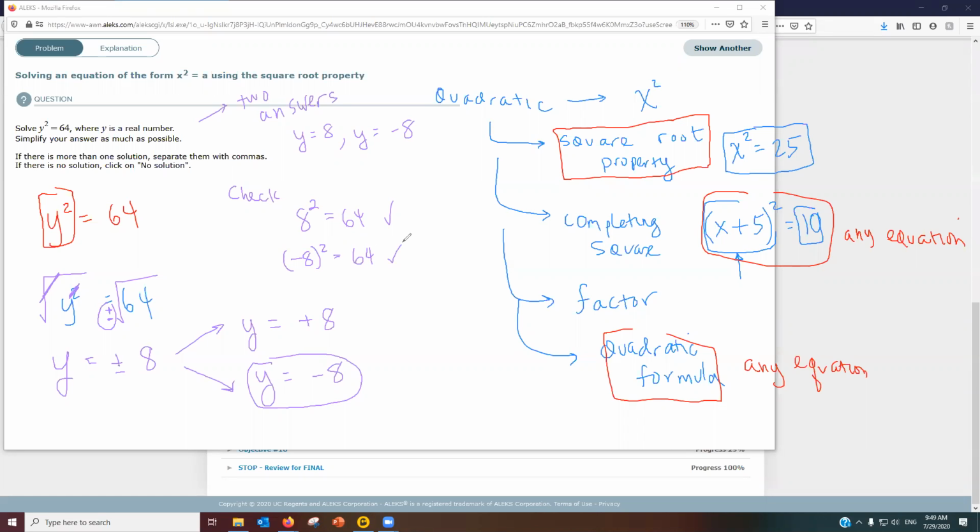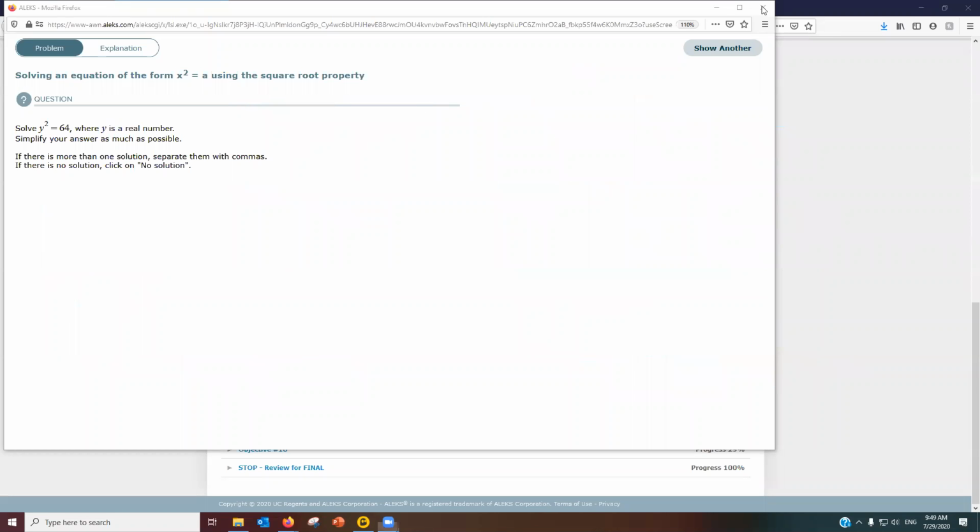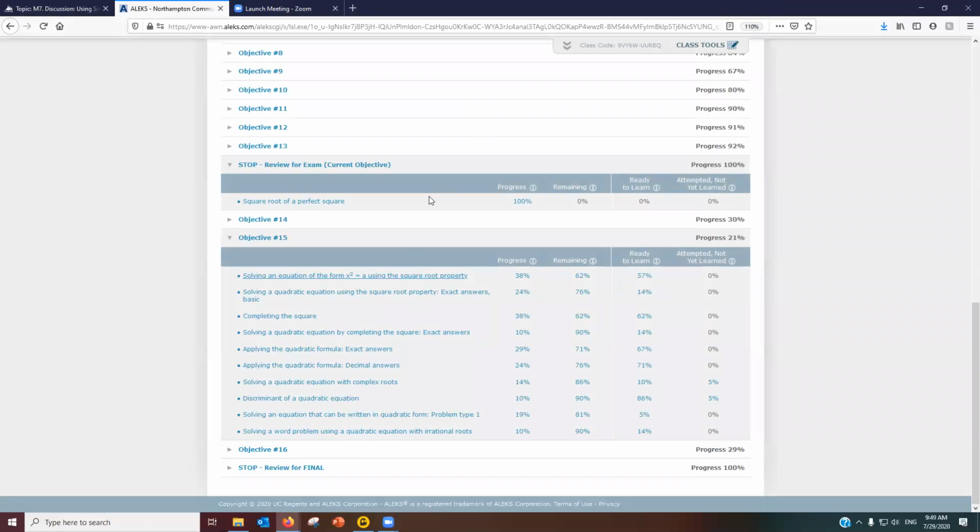So those are both valid answers. So one important thing to remember is anytime you take the square root of both sides, like in this example, you have to remember to put a plus or minus sign in front of this square root symbol like that. Okay, let's do another example, maybe similar to this. Let's take a look here.